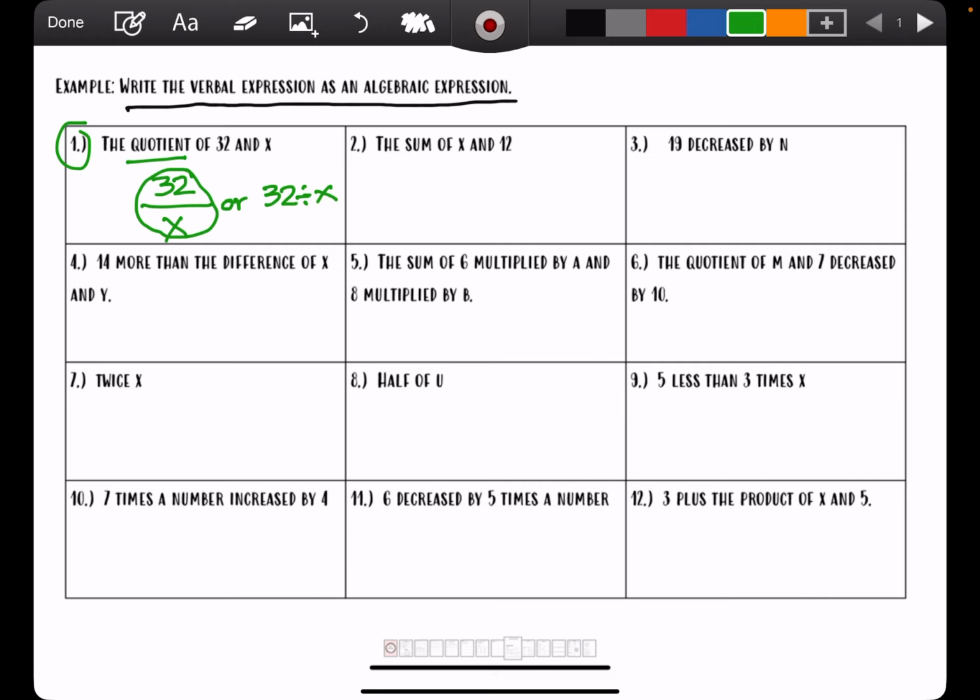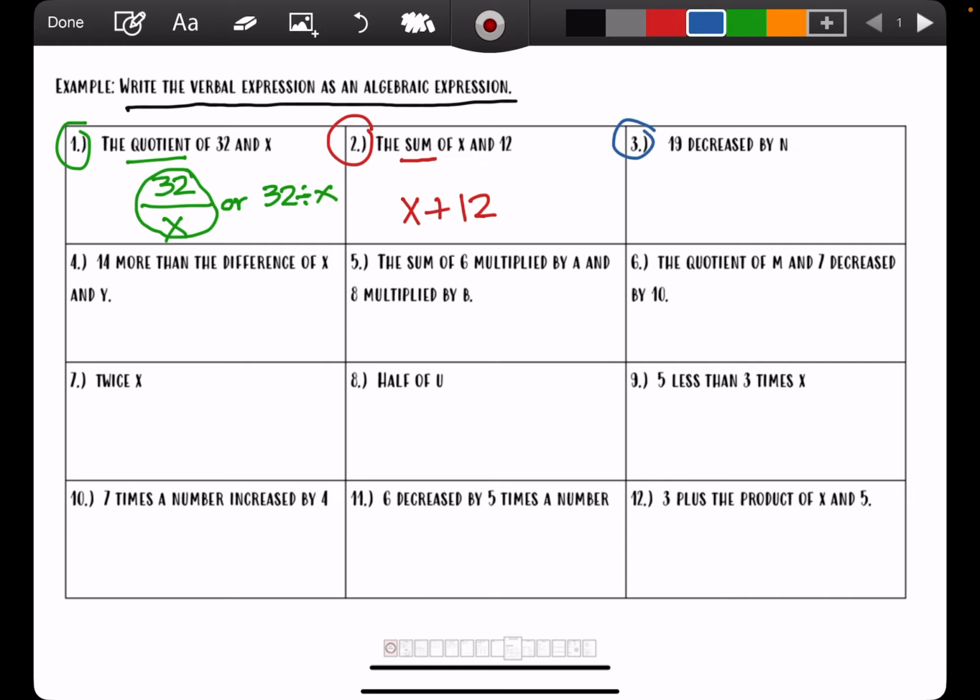You'll notice with all of these verbal expressions, to change them to mathematical expressions, you've got to focus on the key words. We focused on quotient on that one. Let's look at number two. The sum, that's the key word right there: the sum of x and 12. Sum means addition. The sum is the result of an addition problem. So the sum of x and 12 means x plus 12.